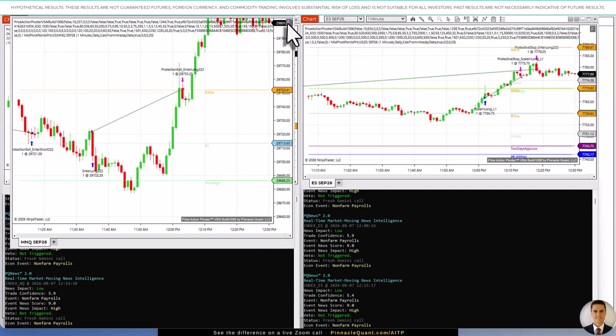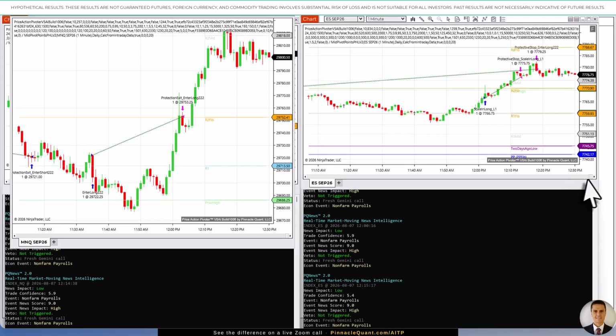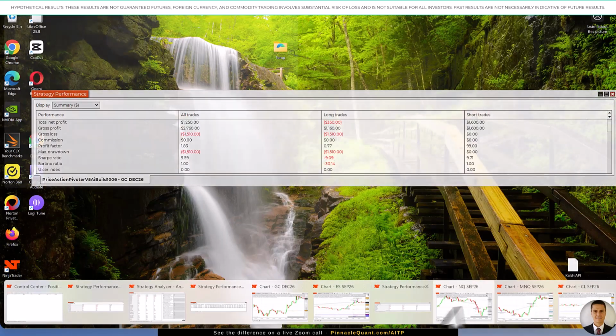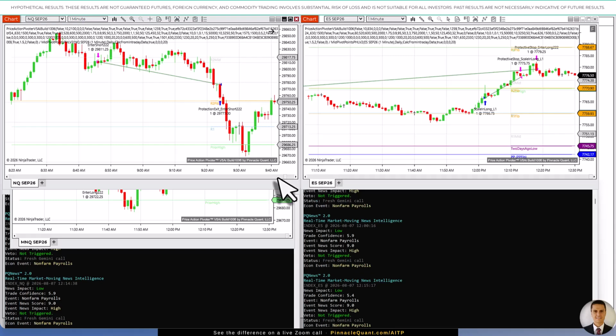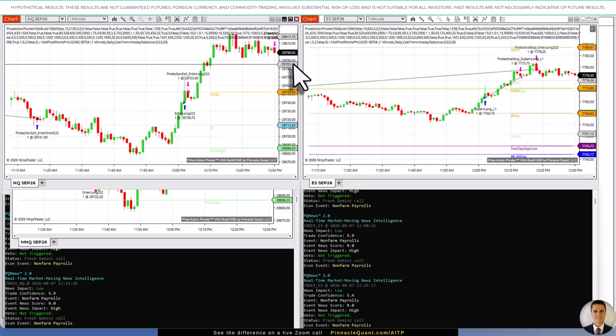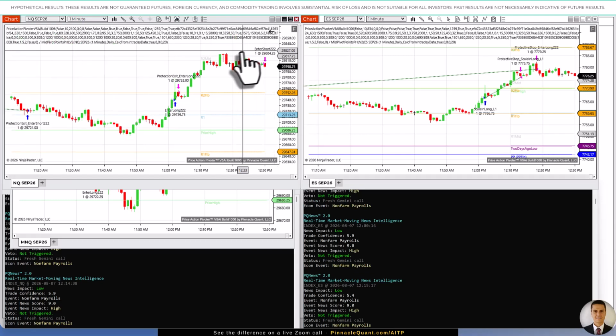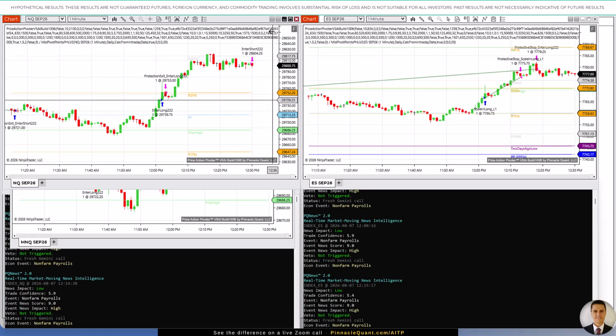I can't even see MNQ anymore. Not MNQ. ES? Not ES. NQ? NQ. We have a trade on NQ. Okay, enter short. Wow. Let's see what happens, guys.